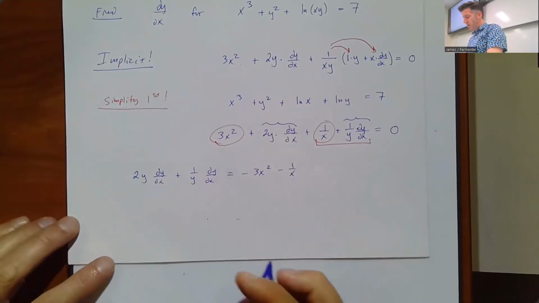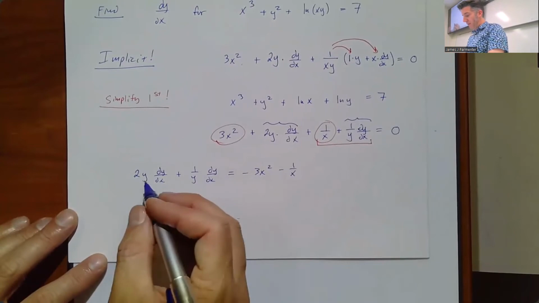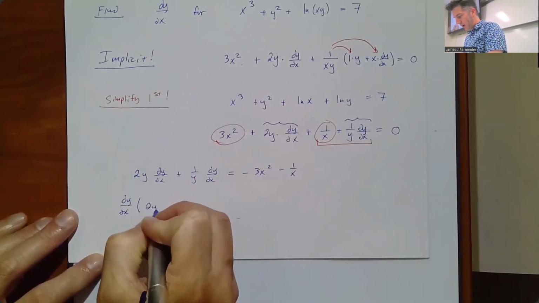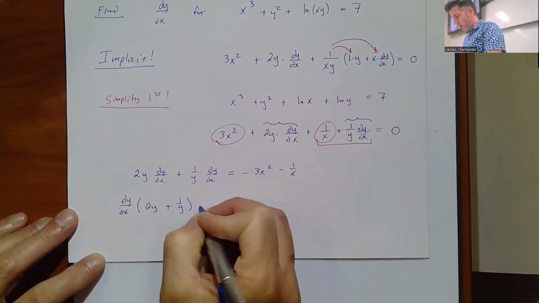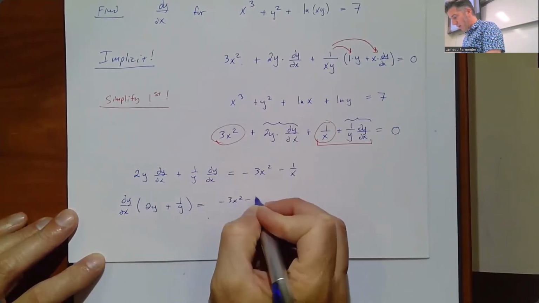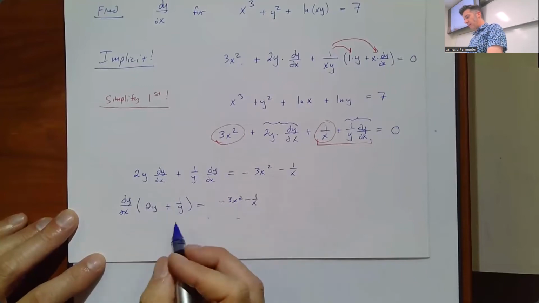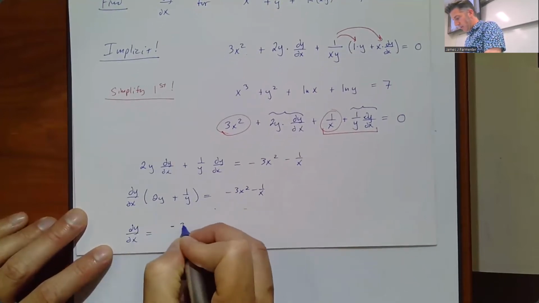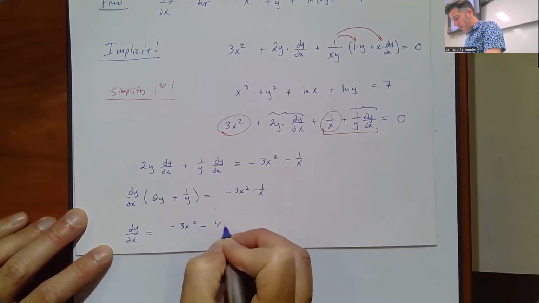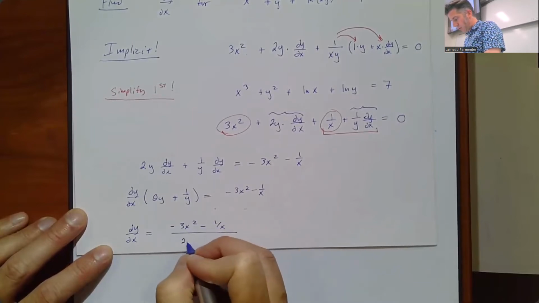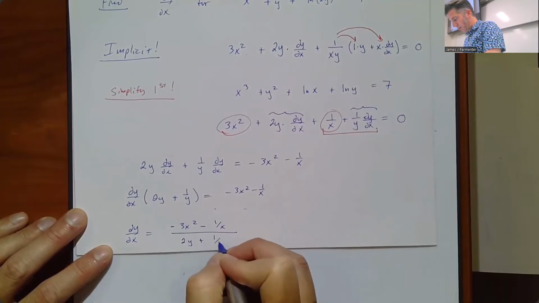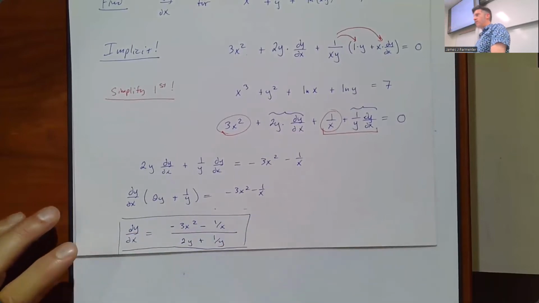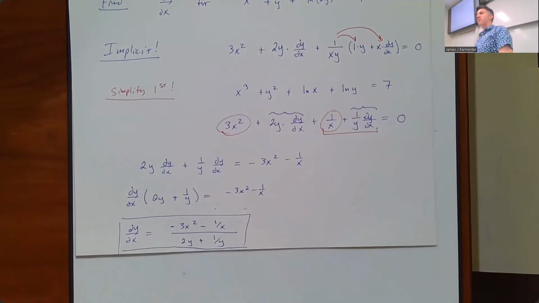And finally, well, not finally, two steps: I have to factor out this dy/dx. So dy/dx times 2y plus 1 over y equals negative 3x squared minus 1 over x. And now finally divide by that. So dy/dx is equal to negative 3x squared minus 1 over x, all over 2y plus 1 over y. I will point out, this is totally how I would leave this answer.